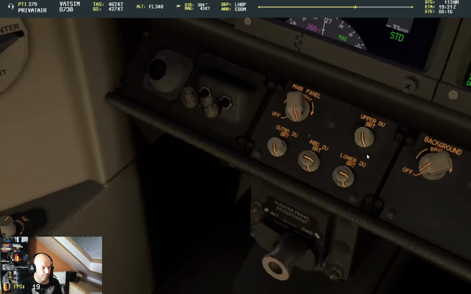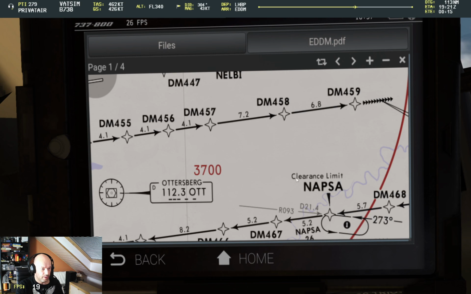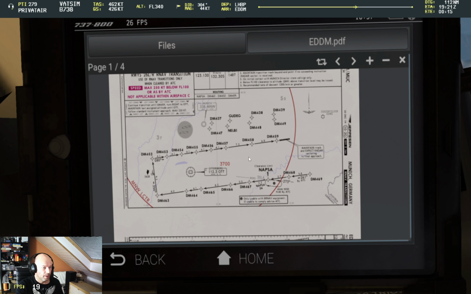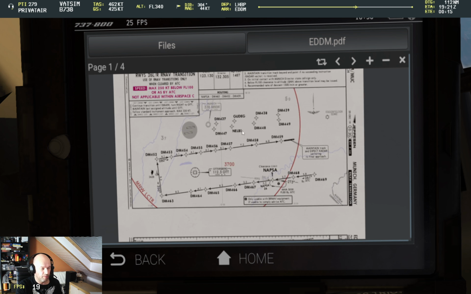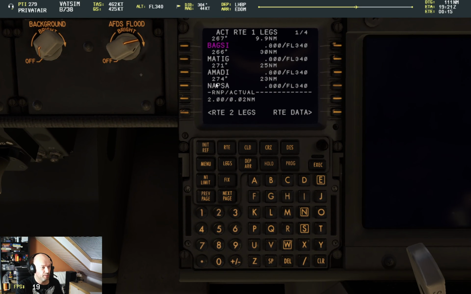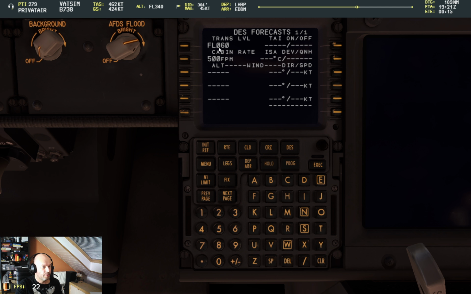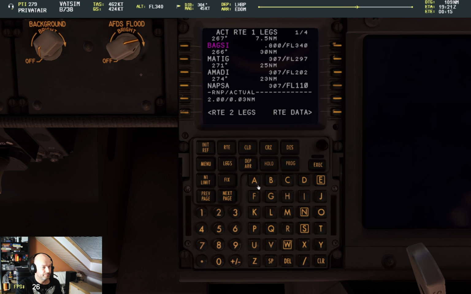Cool. Now let's have a quick look at the charts. So we're flying via NAPSA, and you know what? At NAPSA, we want to be at level 110, I think. That would be the best. So let me program the FMC quickly, because here it says NAPSA at level 340. Of course, it doesn't make any sense. I will force it now to level 110 at NAPSA to get a realistic descent path. And our transition level 60 is correct.